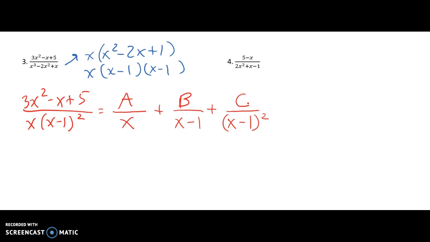Do understand that if you had cubed here where the squared was, you'd also have cubed. If you had to the fourth, you'd also have to the fourth. You could have a whole bunch, but that would be less effective as far as solving by hand.